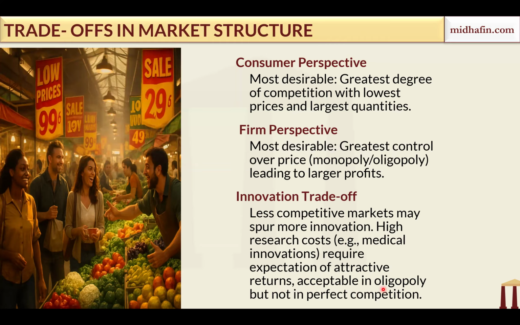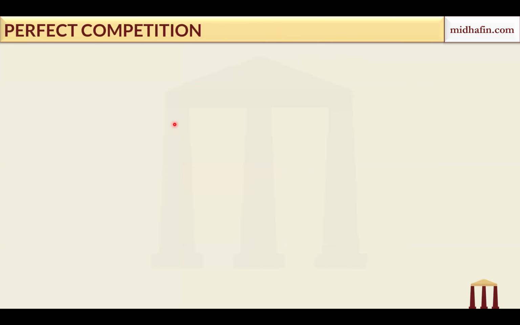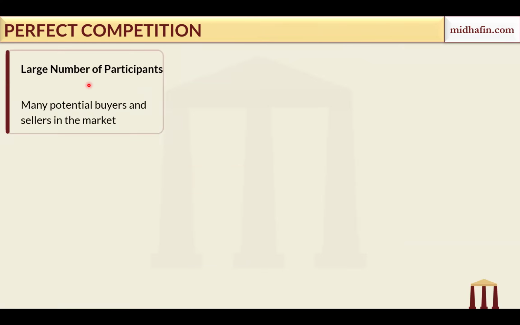So this balance between competition, profitability, and innovation explains why no single market is best for all stakeholders. All the markets are different, and each of the markets will offer different advantages and different kinds of trade-offs. Now let's start with perfect competition. As we discussed earlier, there are a large number of potential participants, many potential buyers and sellers in the markets.